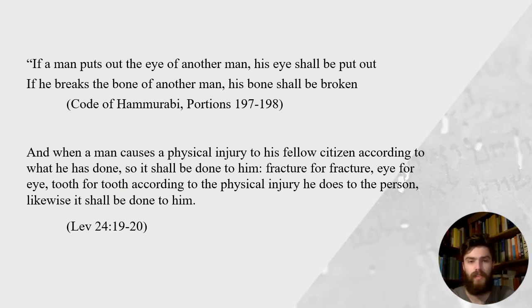When a man causes a physical injury to his fellow citizen, according to what he has done, so it shall be done to him. Fracture for fracture, eye for eye, tooth for tooth. According to the physical injury he does to the person, likewise it shall be done to him. So the understanding here is that eye for eye, tooth for tooth, what you do to your neighbor will be done, and the sin will be brought back upon your head. So really there's not much difference here with the ancient Near Eastern laws.